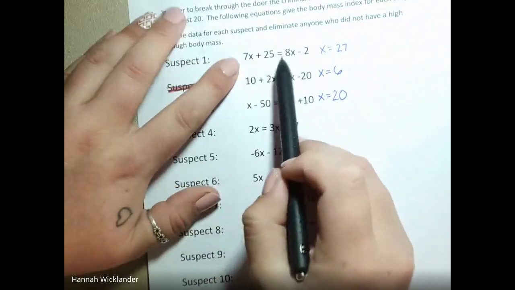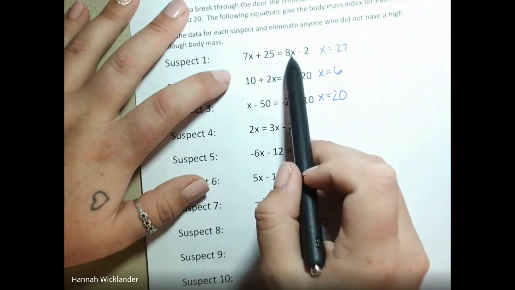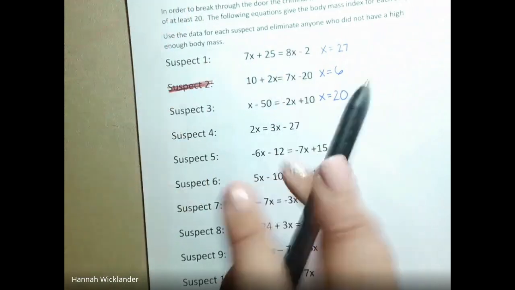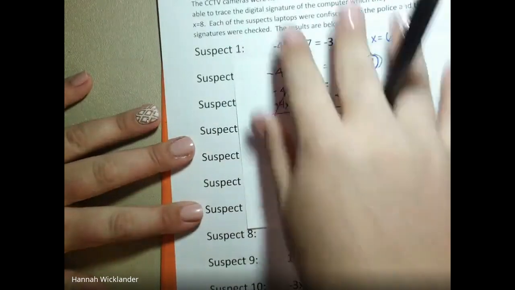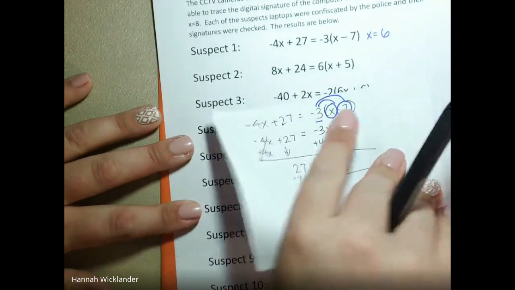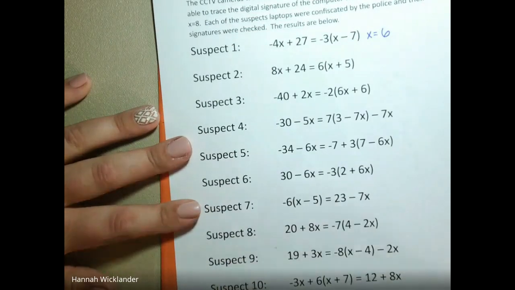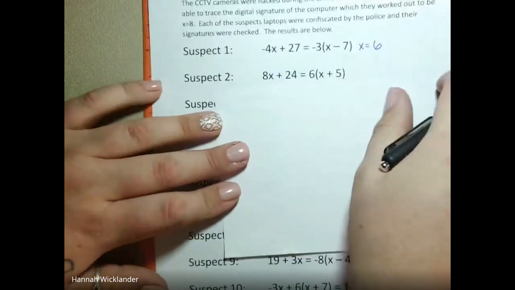With 7 and 8, 8 is the bigger number, so I want to keep it on this side. So I'm going to move the 7 so that I can keep the bigger number and end with a positive number. With our next equation, once we distribute, I'll tell you how I know which side will make it negative. Okay, so for number 2, we're on evidence 5, suspect number 2.